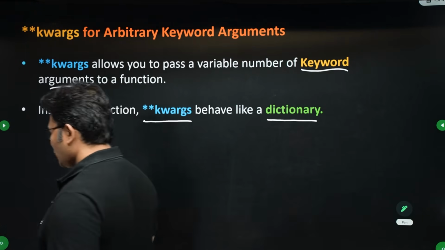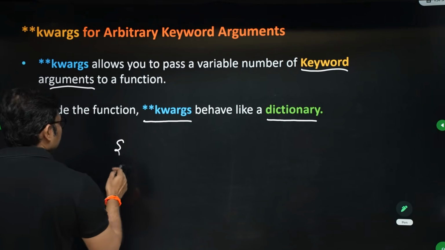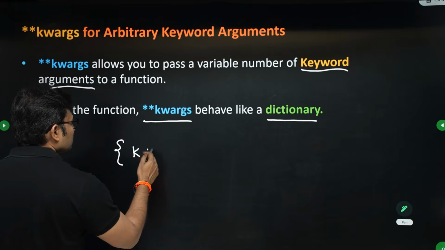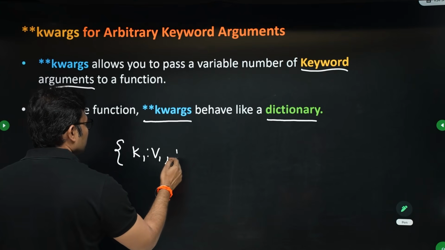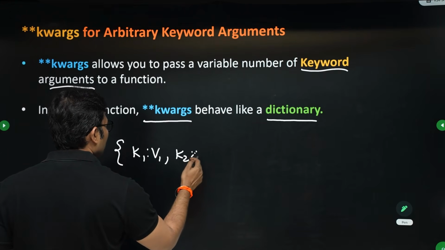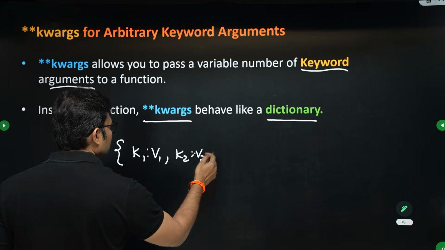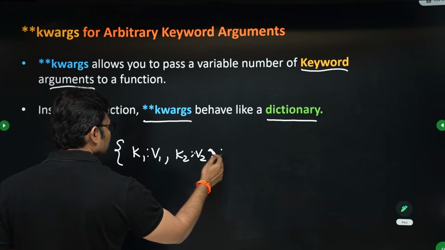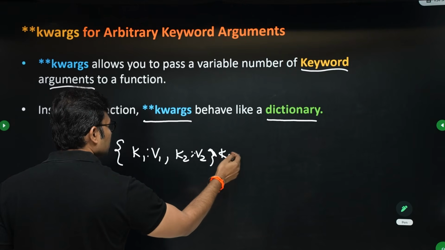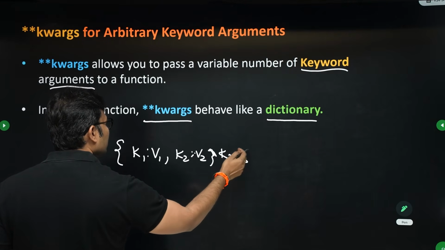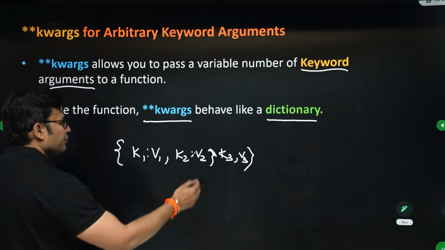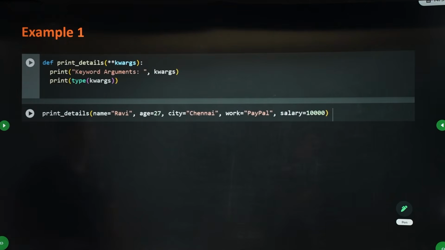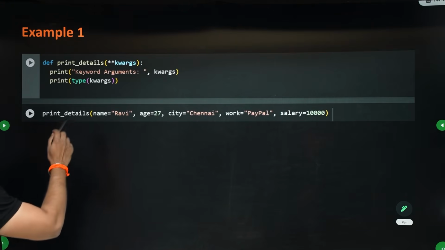A dictionary is a set of key value pairs. Like this, there will be key and value pairs. I will show you what the key value pairs are. Now for example, your print, is it visible?